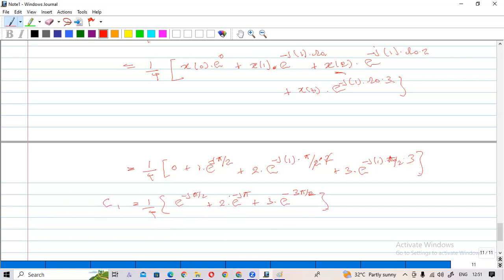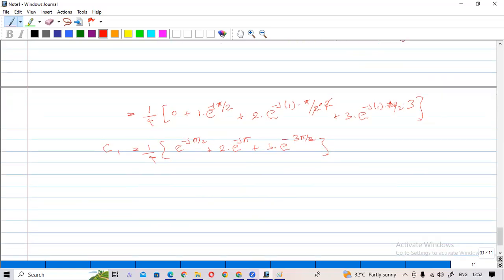Using a calculator, you can simplify this. You need a scientific calculator because these are j values, and the sum of these values will be a complex value. But you can easily find this value using the complex plane.